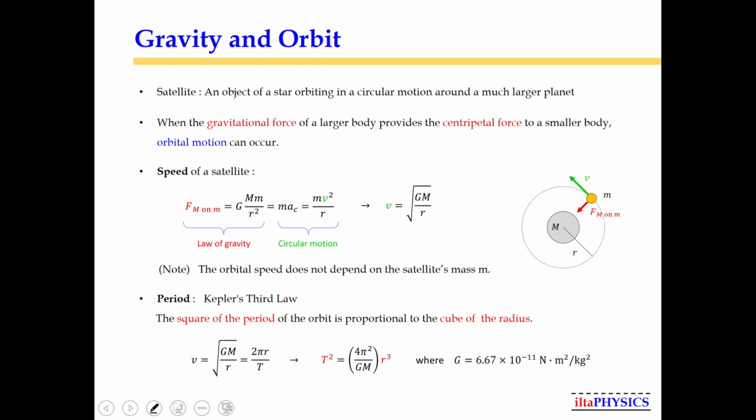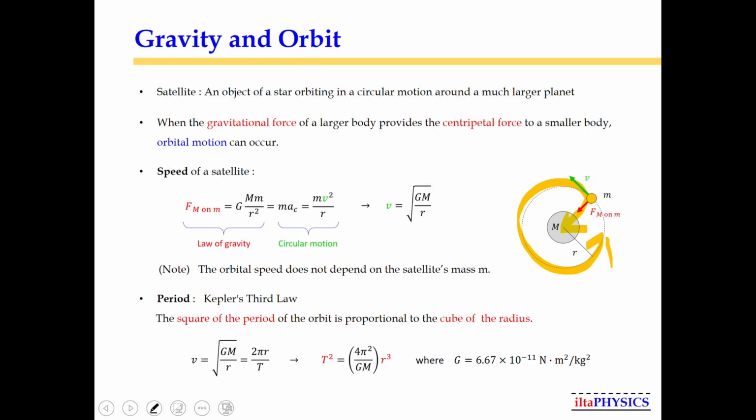According to Newton's law of universal gravitation, the force with which a planet pulls a satellite can be expressed by the following equation. Gravitational force equals the universal gravitational constant, capital G, times the mass of the planet, big M, times the mass of the satellite, little m, divided by the radius squared. This force acts as the centripetal force for the satellite's circular motion.